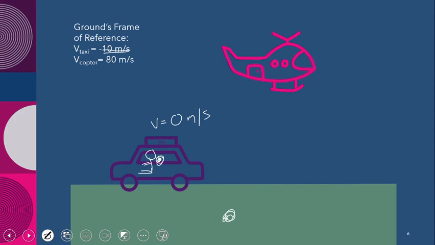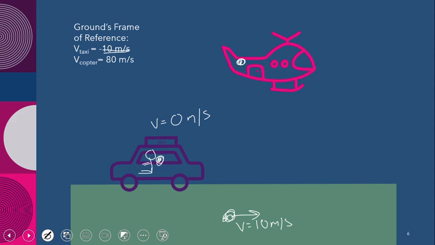So what is the ground's velocity? Well, rather than you getting displaced 10 meters each second towards the left, it would feel like the ground is getting displaced 10 meters each second to the right. So, the ground's velocity from this frame of reference would be positive 10 meters per second. Now let's find the helicopter's velocity.